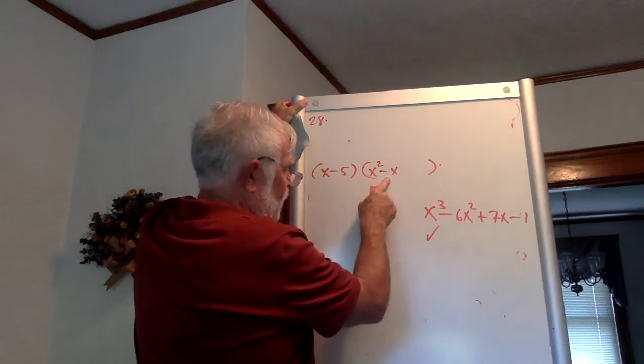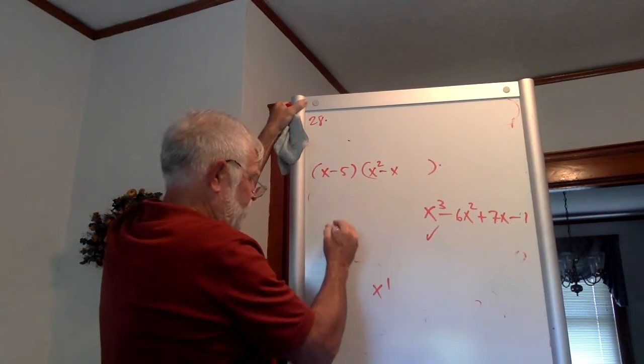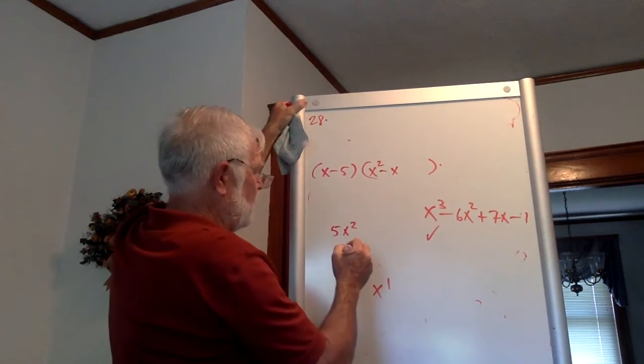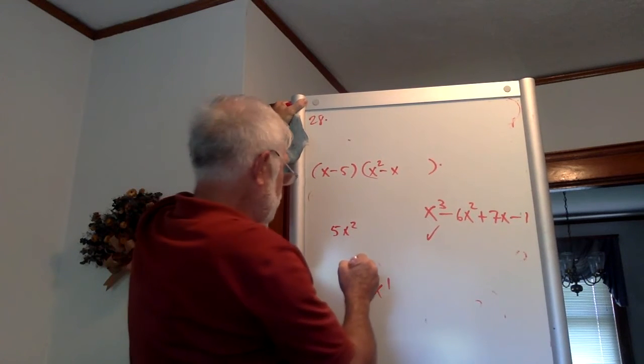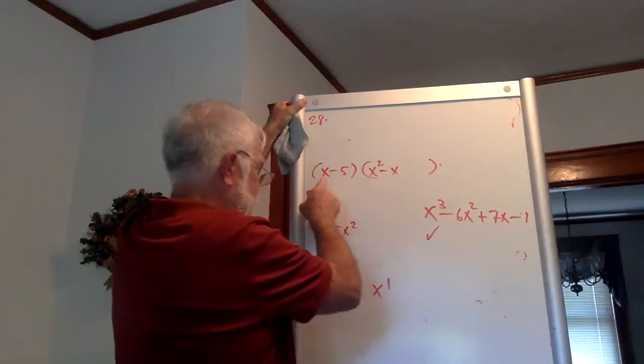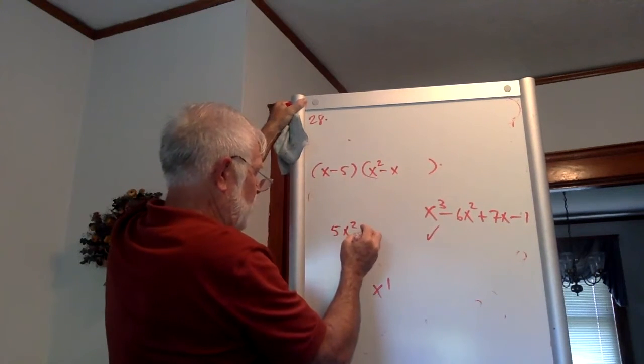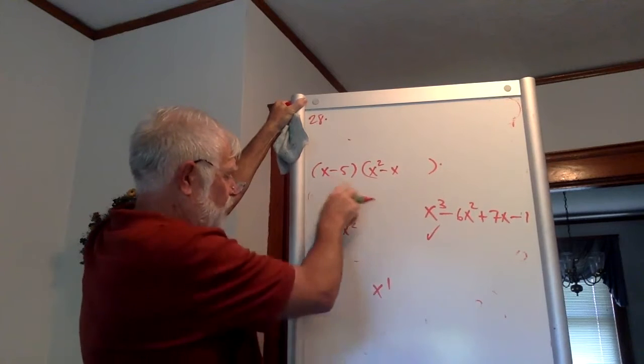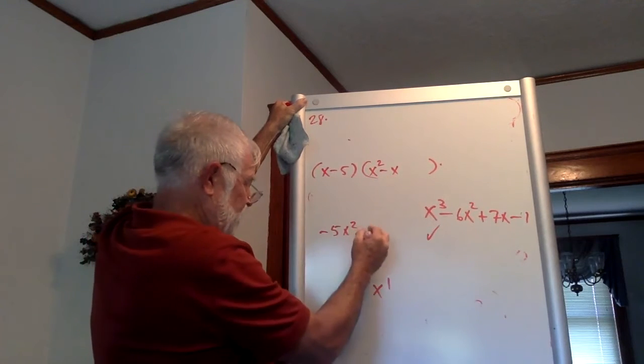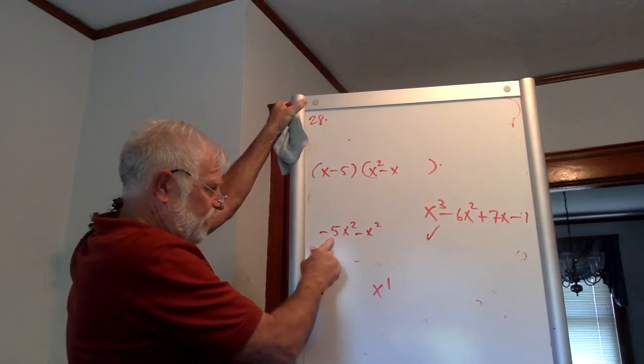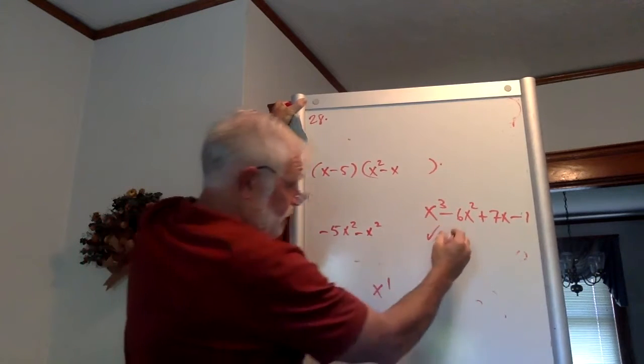All right, so right now I've got -5 times -x is positive 5x squared. And right here I've got -x times x is -x squared. Oh, this is -5x squared, I said the wrong thing. And -x times x is -x squared. What's -5x squared minus x squared? Okay, I got the next term.